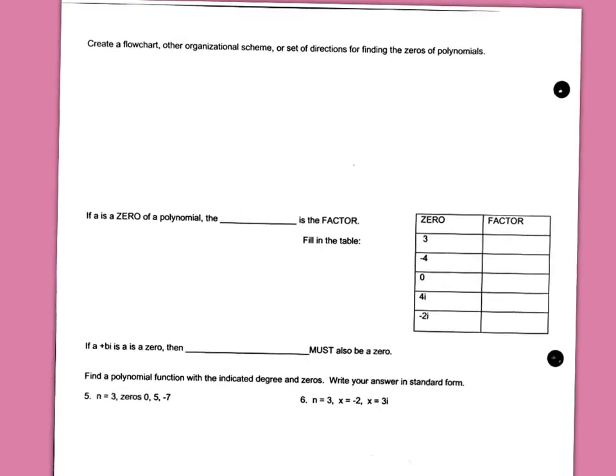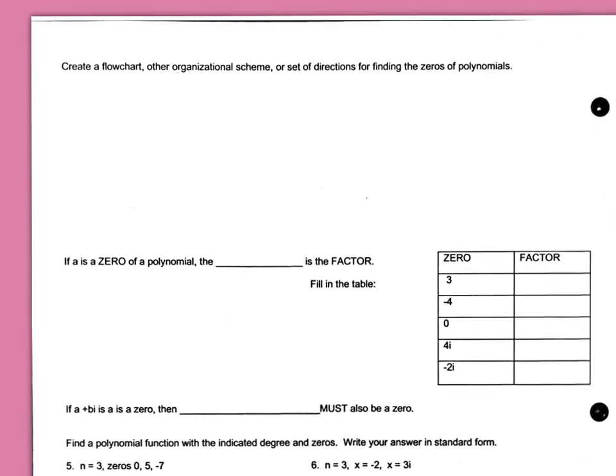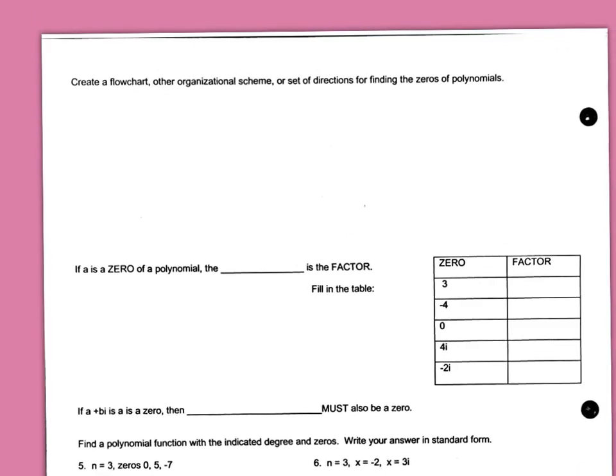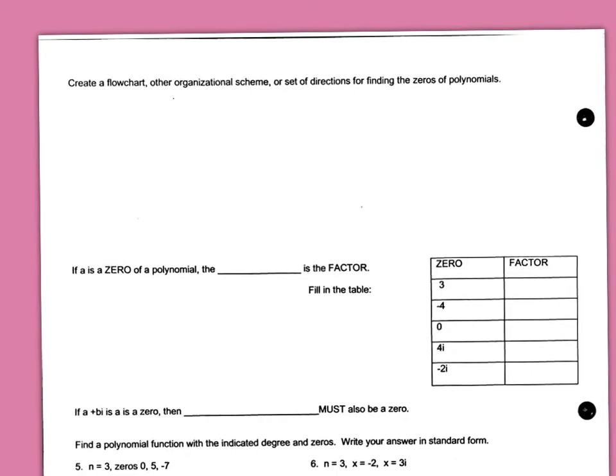So let's kind of go back through this a little bit. Let's come up with some directions. So I have here, create a flow chart or some other organizational scheme. What's the process here? If you forget what you're doing, what are you looking at? So if you remember, the steps were, first thing we did was we set the equation equal to 0. Every time you basically get rid of the name, right? Sometimes the name's f of x, g of x, y. You just set it equal to 0.